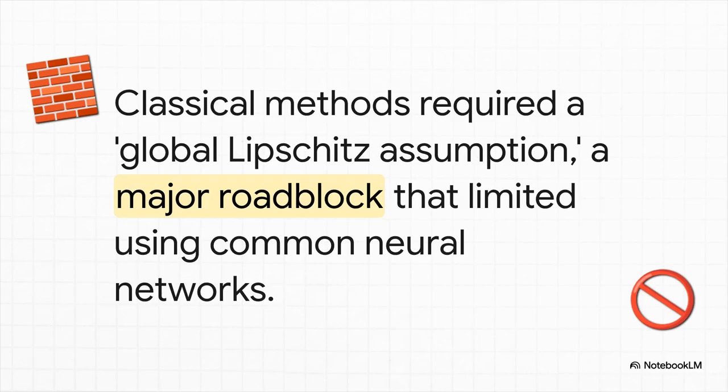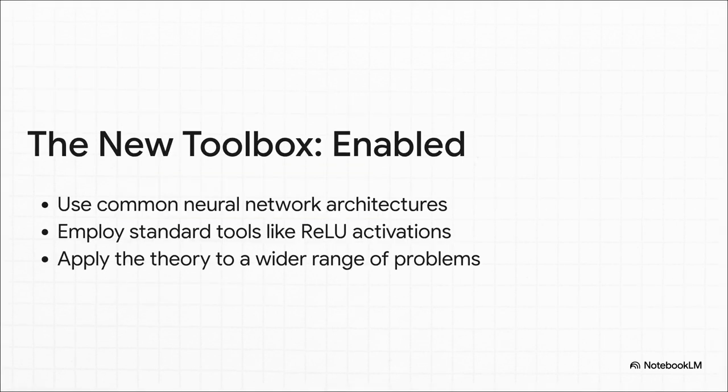It depended on something called a global Lipschitz assumption. Now, you totally don't need to be a mathematician to get this. The key thing to know is that this assumption was like a giant stop sign. It meant all this powerful theory was completely incompatible with the kinds of neural networks that everyone actually uses today. The best, most effective ones couldn't use them. And that is what makes this such a huge breakthrough.